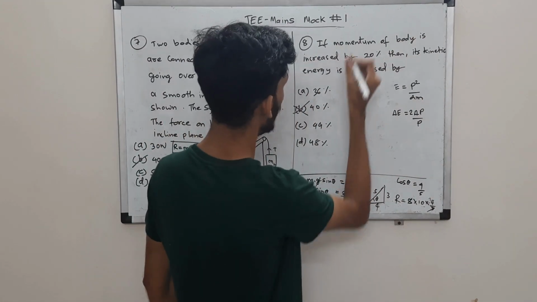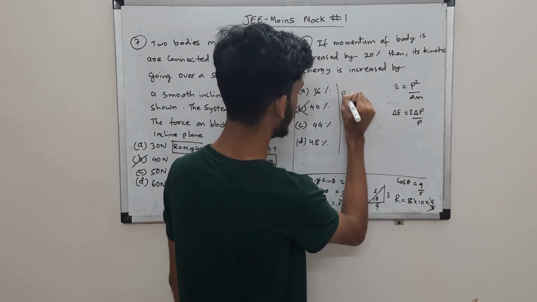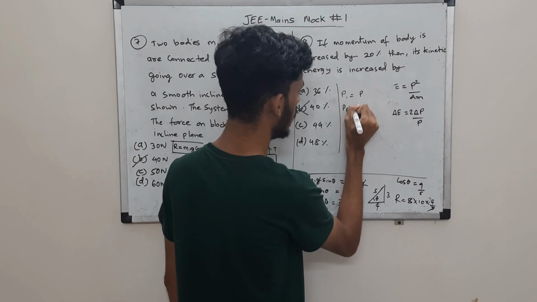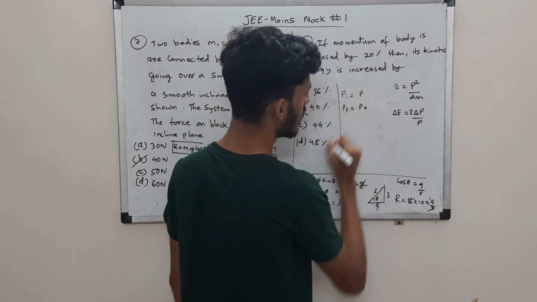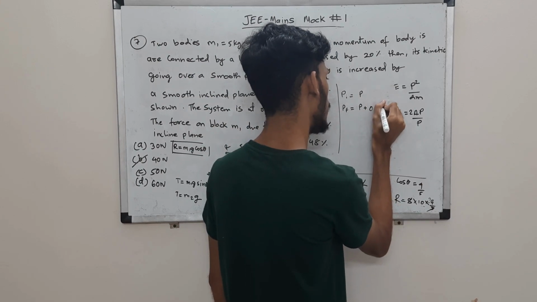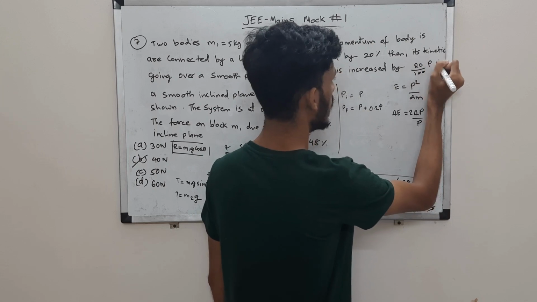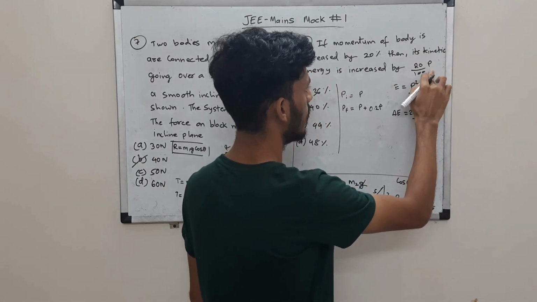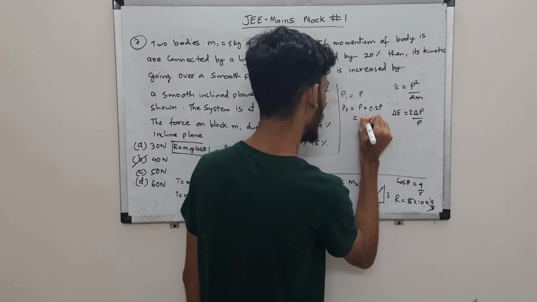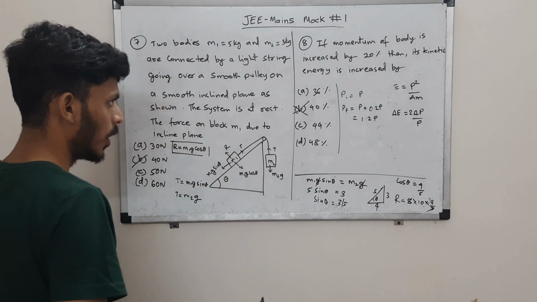First of all, we are told that the momentum is increased by 20%. Suppose the initial momentum is p, so the final momentum will be p plus 20% of p. 20% is 20 divided by 100 times p, which is 0.2 p. So the final momentum is 1.2 p.